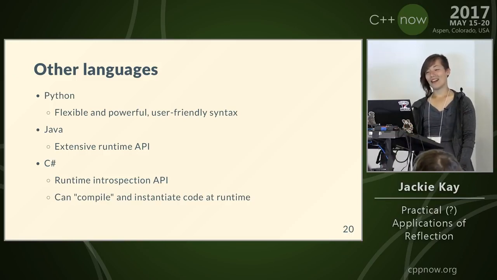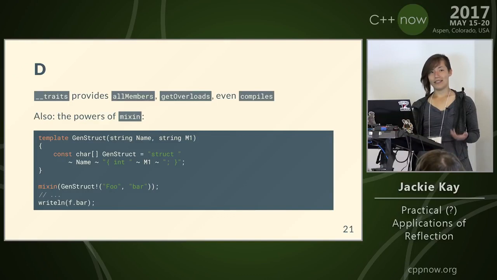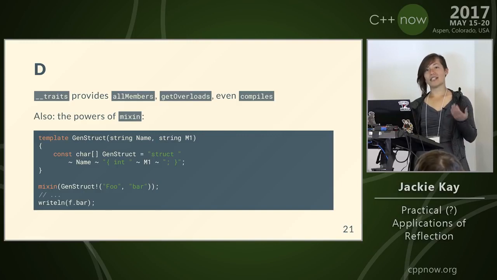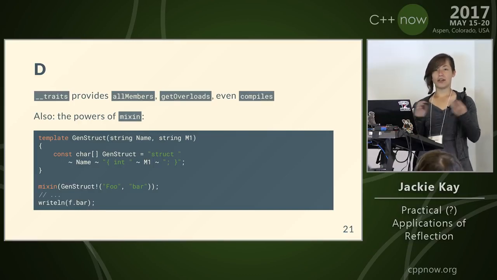Another thing I learned just this week, so I added a slide at the last minute, is D, which we'll hear a keynote about tomorrow. They have some really interesting compile-time facilities for the kind of thing that I want to do in C++. First of all, they have that __traits. Where you can get all the members of a struct, you can get all the overloads of a function, a lot of other stuff. You can get the name as a constexpr string, and they even have this thing called compiles, where for a given expression you can check to see if that will compile, which is quite powerful.